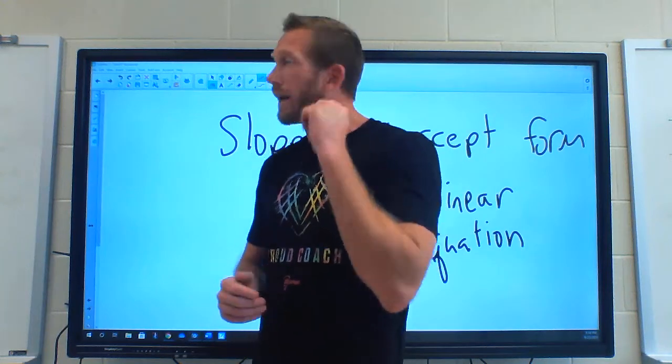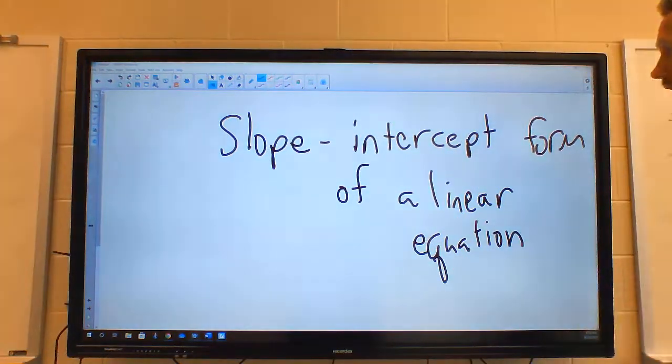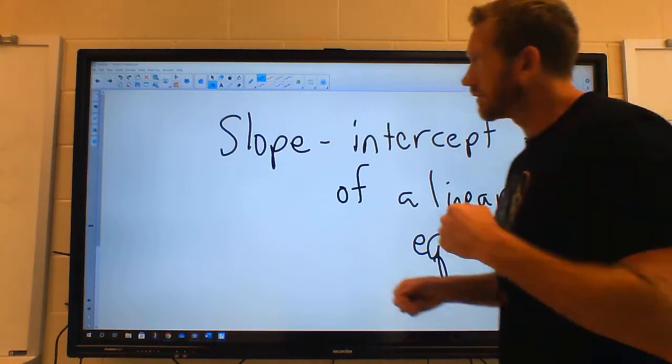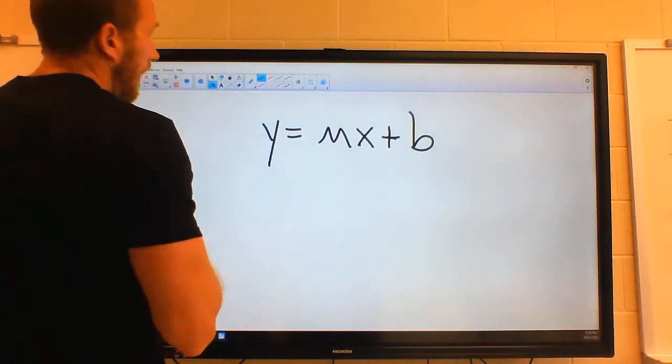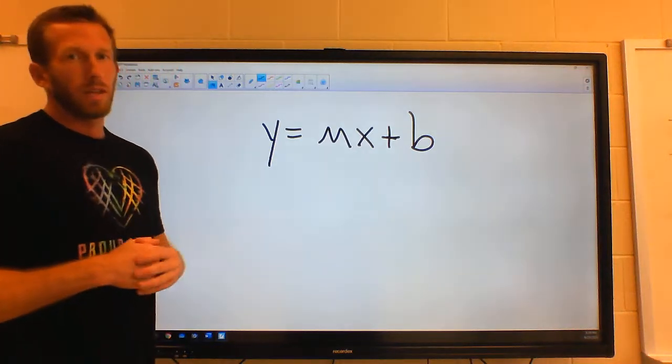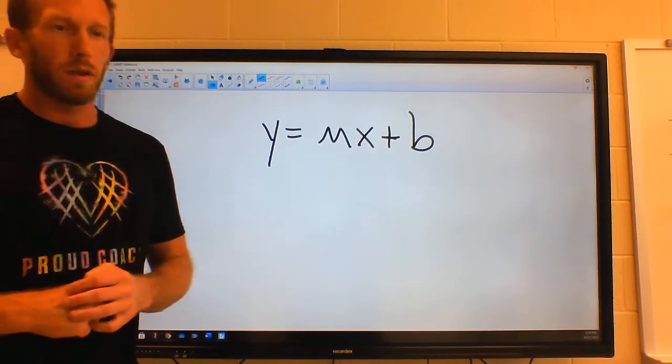We go on our fall break. Specifically, we're going to look at the slope-intercept form of a linear equation. And the slope-intercept form looks like this: y equals mx plus b.